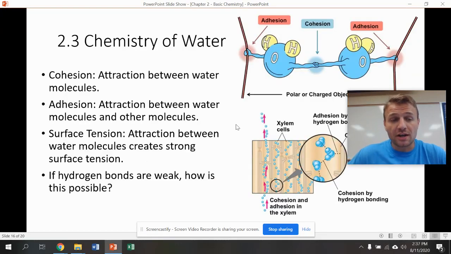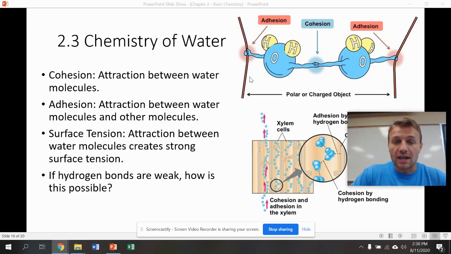Moving along with cohesion and adhesion, cohesion is when water molecules attract to each other. So when two water molecules are attracted to each other and form those hydrogen bonds, we call that cohesion. Adhesion occurs between water molecules and things that are not water molecules. So you can see in the image here, we have this polar charged object. It has an attraction force between these molecules or water guys. What happens is that attraction we label as adhesion. Cohesion is then between water molecules. Things that are not water molecules and water, that's adhesion.